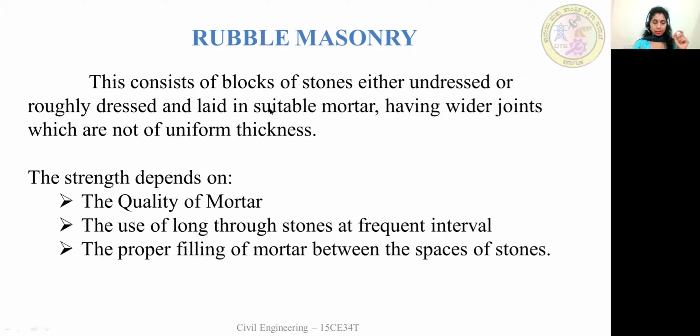Okay, the strength of the rubble masonry depends on the quality of mortar, the use of long through stones at frequent intervals, and the proper filling of mortar between the spaces of stones. This increases the strength.